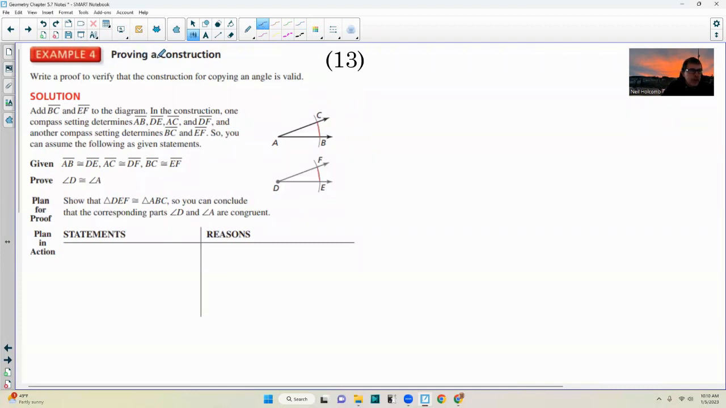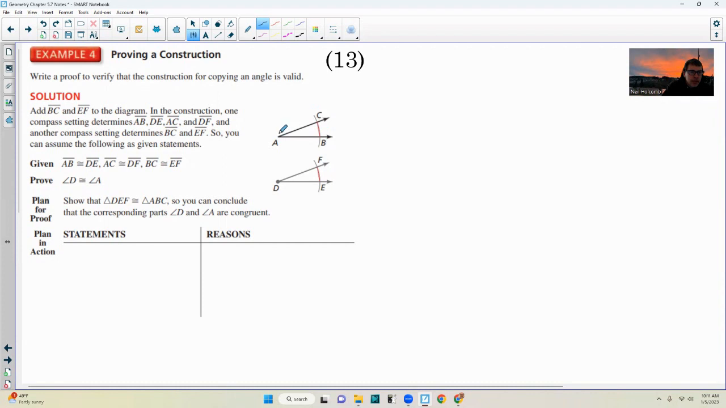All right, example 4 is proving a construction. We don't really do constructions in class. We don't have time in our class, but I will address it here a little bit. So solution: add segments BC and EF to the diagram. So what we have here, we were given two rays that share the same initial point A, forming an angle CAB. We have a copy of two rays sharing the same initial point D, forming this angle, which is congruent to the original angle. So what we're really doing is creating a copy.